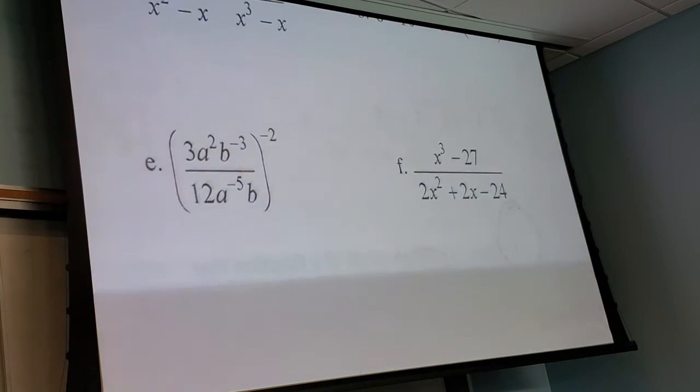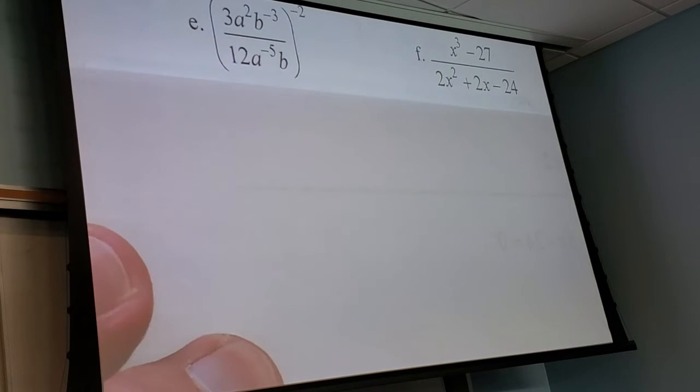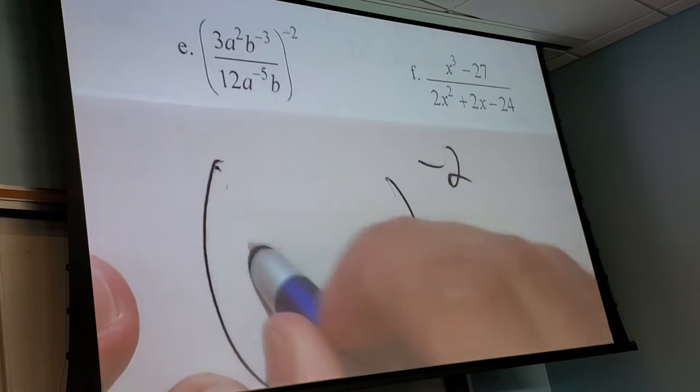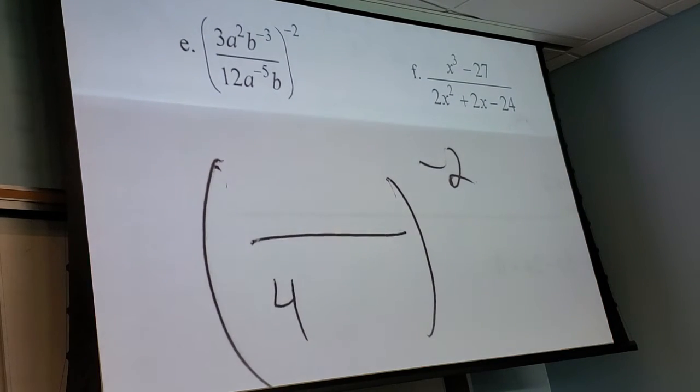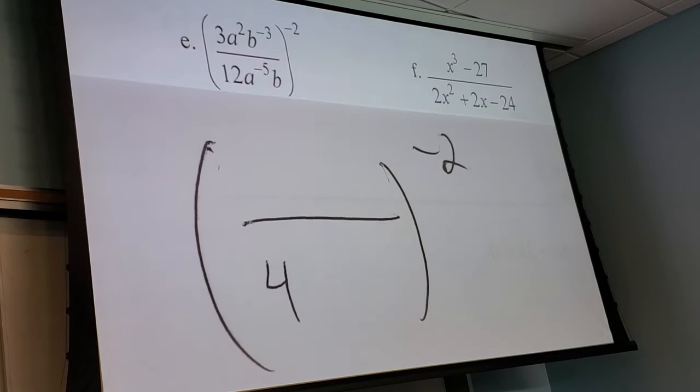Yeah, so I'm going to put this like this. I'm going to put a -2 on the outside. So inside, I have a 4 down here now, right? Is that cool? Because 3/12 is 1/4. Anything else in those parentheses that can be done?